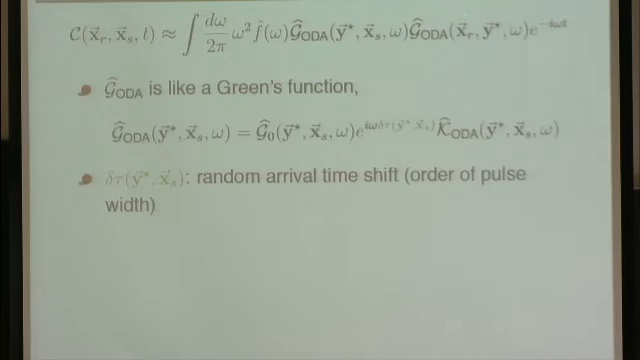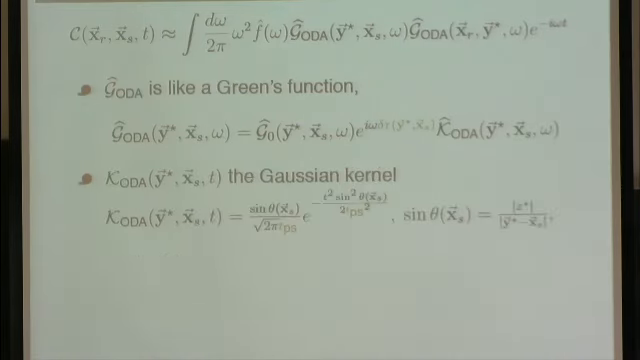Now, in the layered medium, the ODA theory, the O'Doherty-Anstey theory, says that the Green's function is replaced by this one, the ODA Green's function, or this is a way of writing it, which is just what you had in the homogeneous medium times this term, which is a small random arrival time shift. I say it's small because it is of the order of the pulse width, and then you have the ODA kernel. The ODA kernel is a Gaussian kernel that is written here.